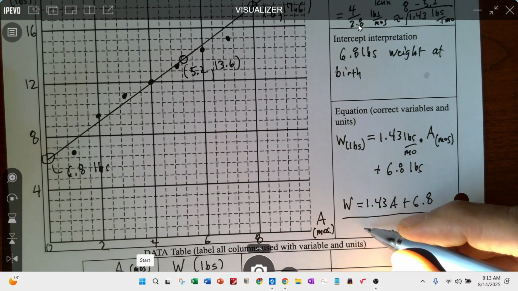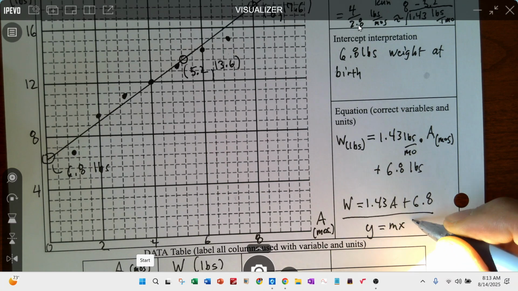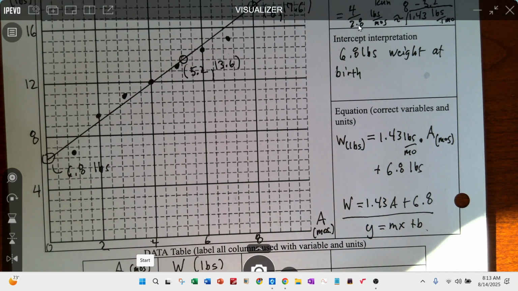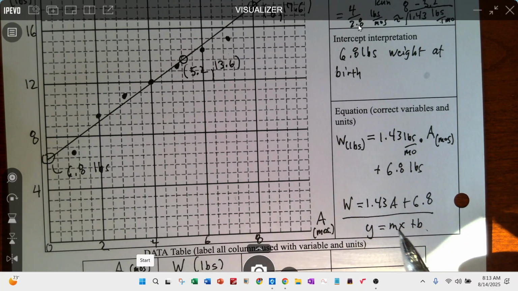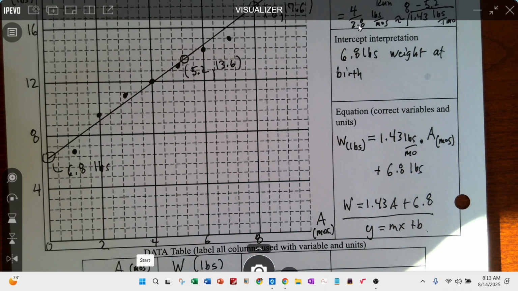And remember, this is just slope-intercept form. Y equals mx plus b is how a math teacher might tell you that form is described. But specifically here, it's weight equals 1.43 pounds per month times the age in months plus 6.8 pounds. So this is an equation that models the growth of an organism like a baby human.